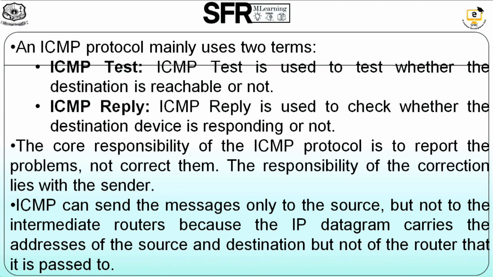ICMP test means checking whether the destination is reachable or not. Reply means checking whether the destination device is responding or not. The core responsibility of the ICMP protocol is to report the problem, not correct it. The responsibility of correction lies with the sender. ICMP can send messages only to the source but not to an intermediate router, because the IP datagram carries the address of the source and the destination but not of the routers it passes through.